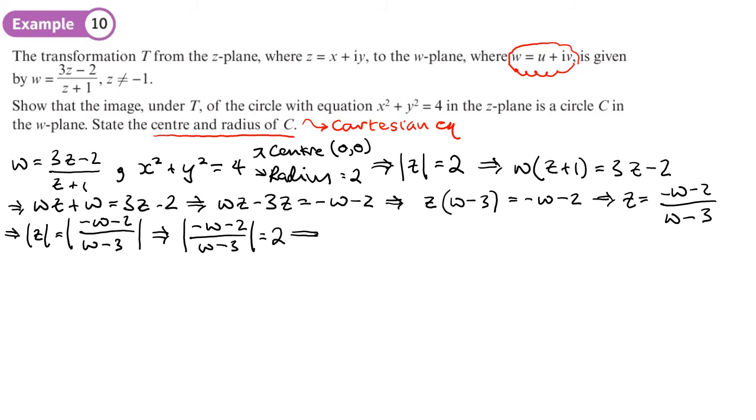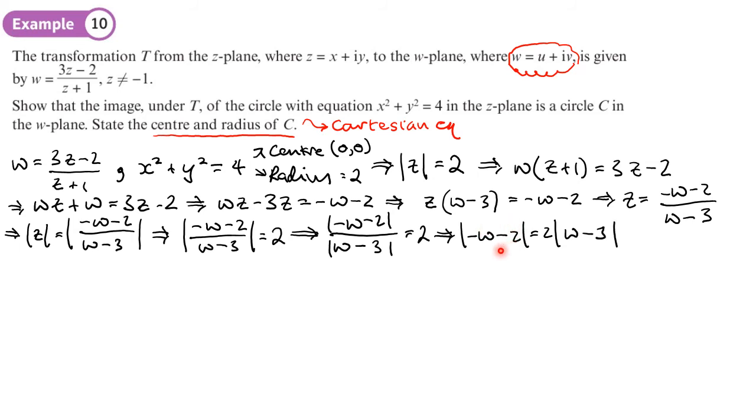Right, okay, so what do we do from here? Well, we want to multiply both sides by this denominator here, so we'll split up the modulus using that rule for division of modulus like this. So we've got the modulus of the top over the modulus of the bottom equals 2. We'll multiply both sides by the denominator, so we'll have the modulus of negative w minus 2 equals 2 times the modulus of w minus 3, like this.